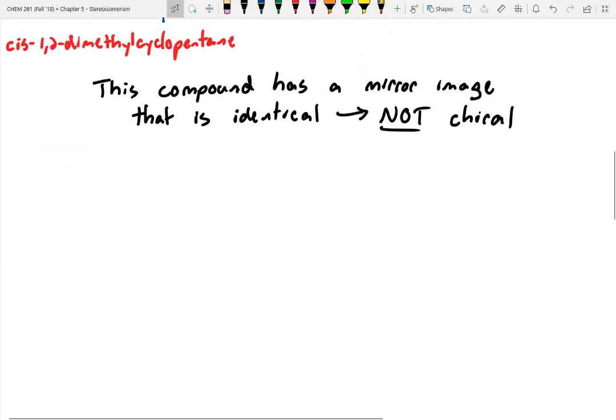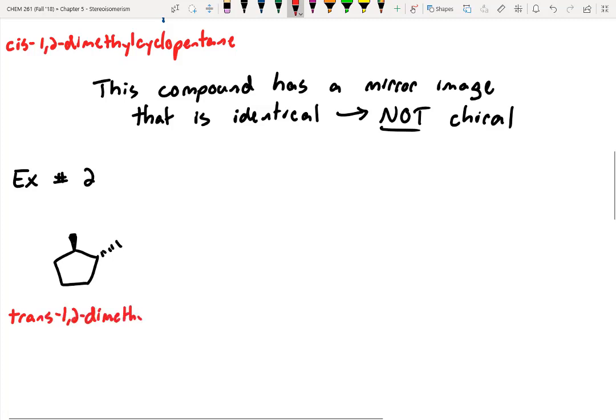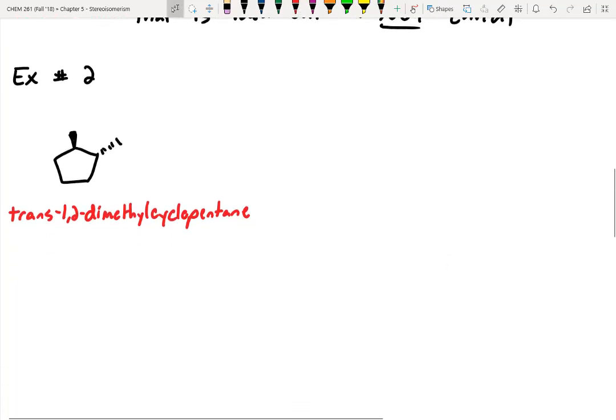Let's try a different one, though. Let's do a harder one. This one will look very similar. So it's still 1,2-dimethylcyclopentane, but now it is trans, right? What I want you to do is to determine whether or not this compound is chiral and then check with your neighbors. So try drawing the theoretical mirror image or build it with your model kit and then build a mirror image model. So I'll give you a minute to think about whether or not this compound is chiral.